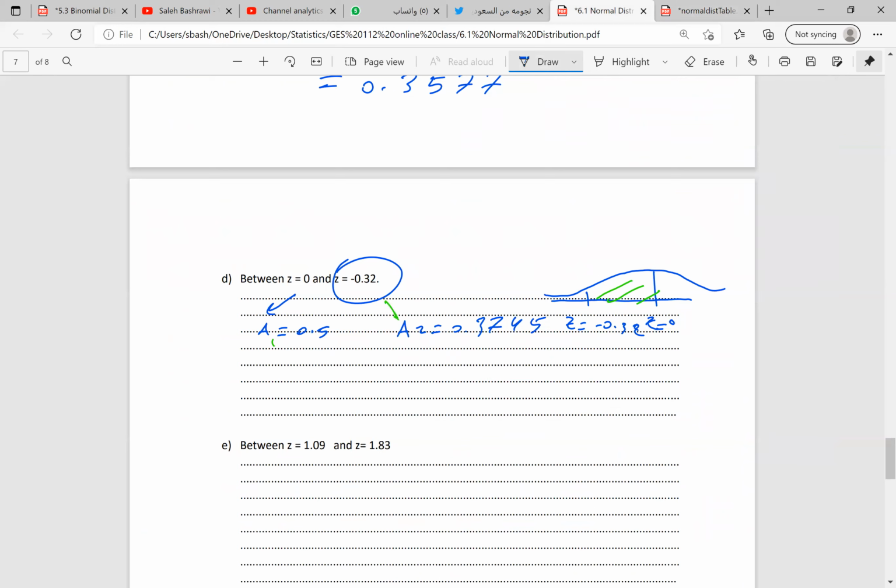So the area between these two will be 0.5 minus 0.3745, which is equal to 0.1255.